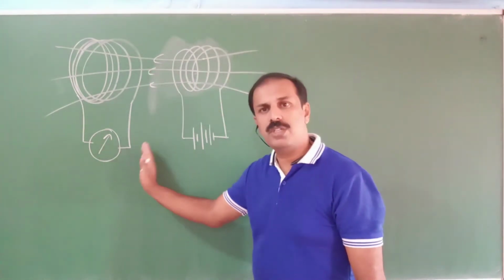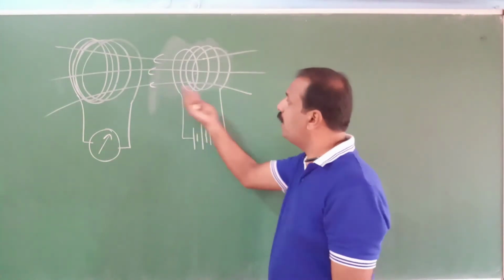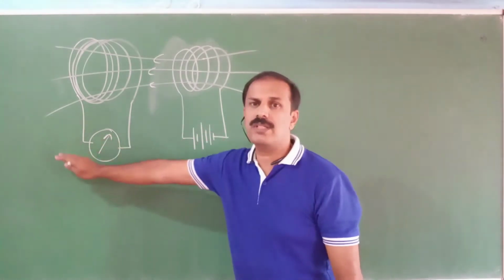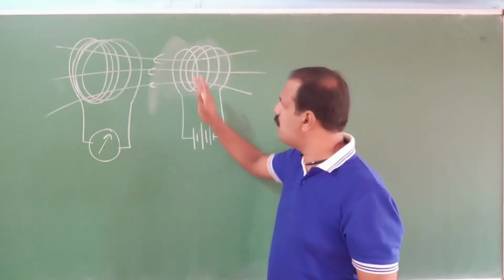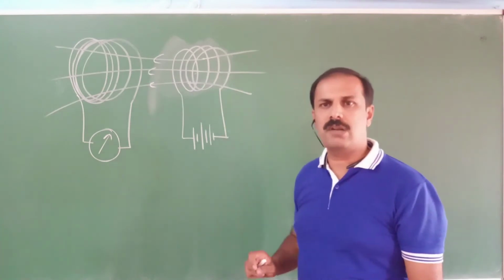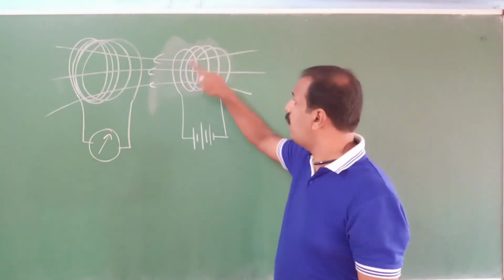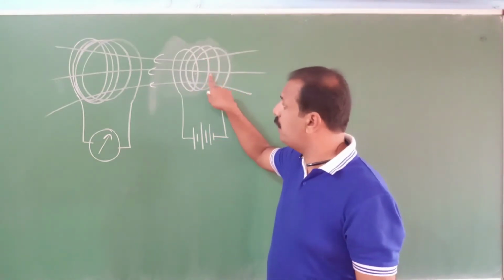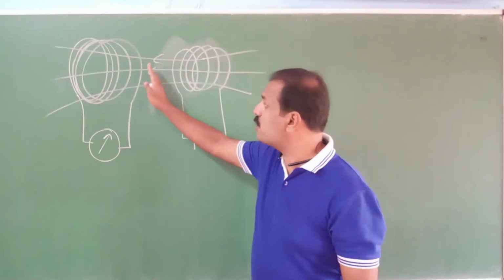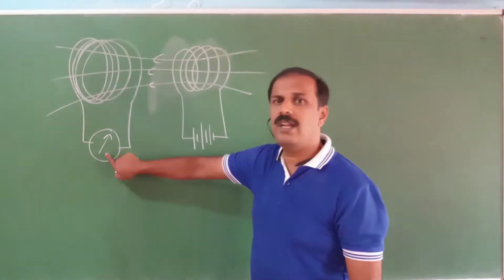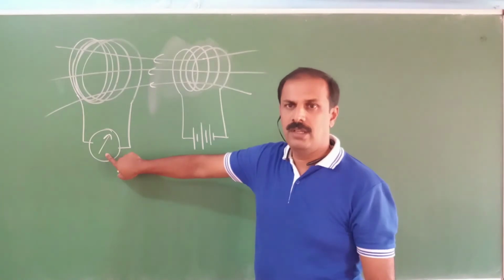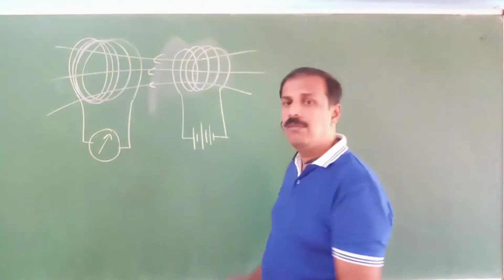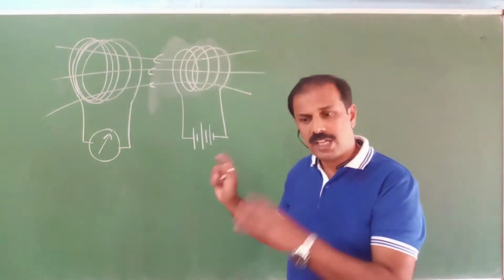But if you move this coil toward that side, what will happen? It will show a deflection toward this side. And if you take it away, it will show a deflection toward that side. Or we can say it just works like a bar magnet itself. So here the current in this one makes a magnetic field, and when that magnetic field is changing, it creates a current in the second nearby coil. That is the second part of the experiment.